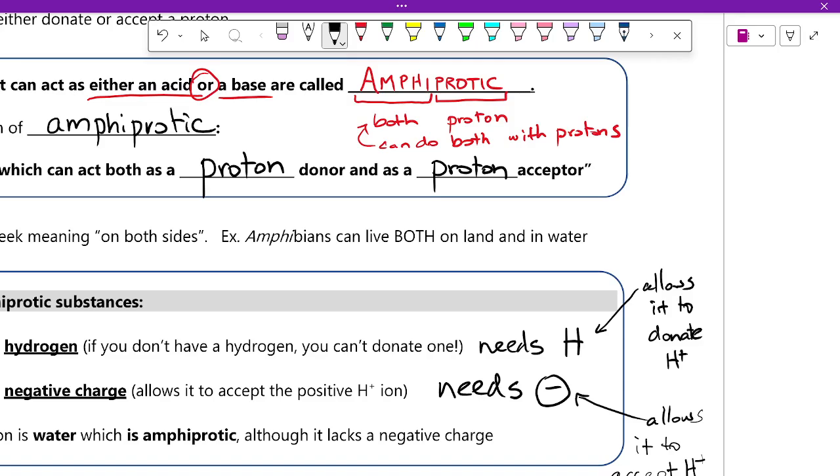Now there's a little bit of a qualifier on there. Any old H is not going to do it. Okay, it can't just be any old H. It has to be an acidic H. An easily removable H.